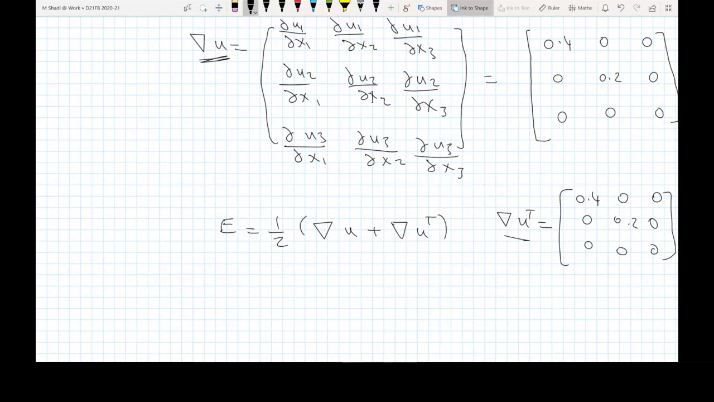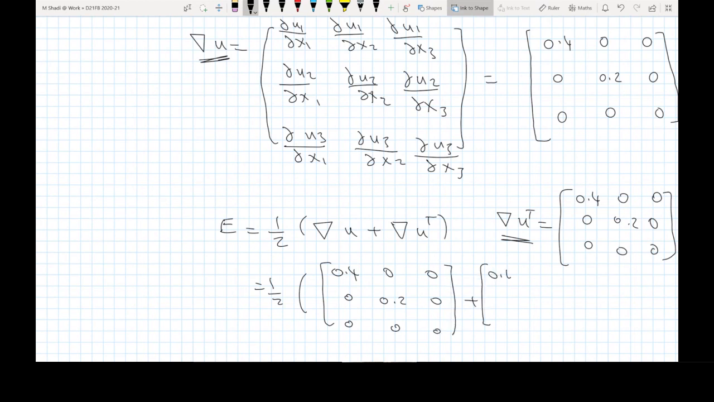All right, so we have the displacement gradient and we have the transpose of the displacement gradient. We add them together and multiply by a half. So it is half of 0.4, 0, 0, 0, 0.2, 0, 0, 0, 0, added to basically the matrix itself. If you look into this matrix, you'll see that it is symmetric, and then the transpose will be equal to the matrix itself.